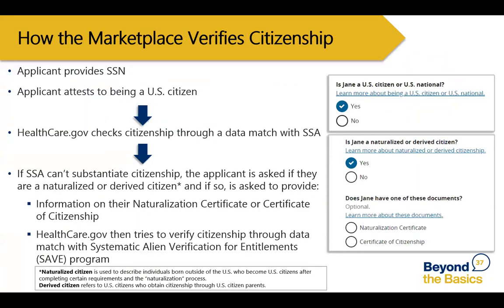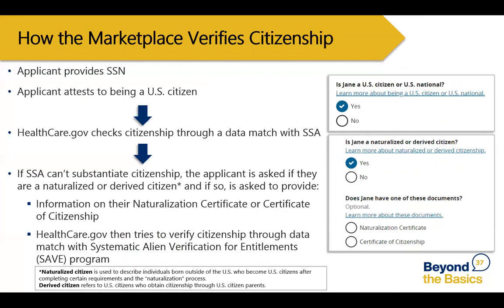So this is basically what I just went over. The first thing that's going to happen is that the applicant will be asked to provide a Social Security number. And if the individual does provide a Social Security number, again, as I mentioned beforehand, individuals who don't have Social Security numbers leave that question blank on healthcare.gov, okay?